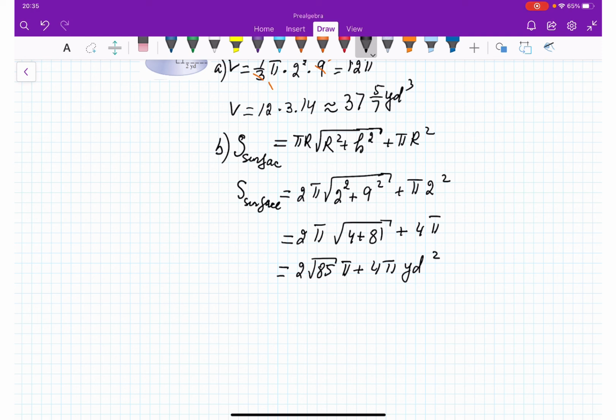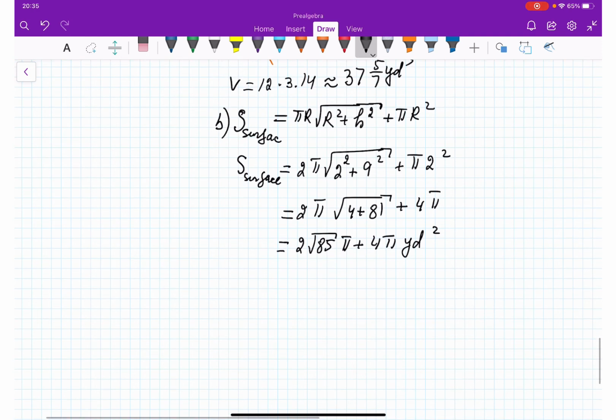Moving to the next question, it's asking for another approximate value. All you have to do for the approximate value is take 2 times the square root of 85, times the approximate value of pi, which is 3.14, plus 4 times 3.14, and you can calculate it. Okay, moving to question number 18.